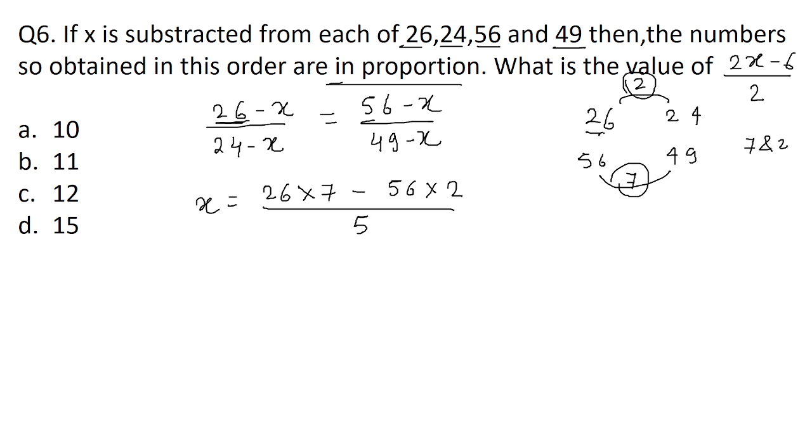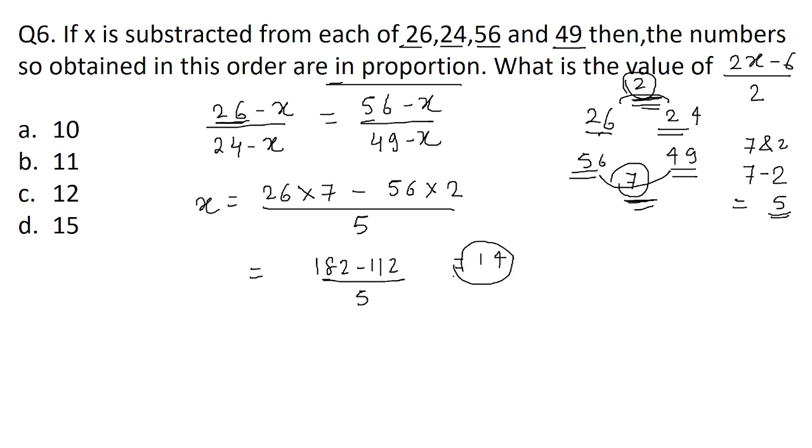Look here, the difference between 26 and 24 was 2. The difference between 56 and 49 was 7. So the differences are 2 and 7. If I take the difference of the differences, I'll get 7 minus 2, which is 5, and I'm dividing by that number only. So this will give me 182 minus 112, divided by 5, and the total value will be equal to 14.